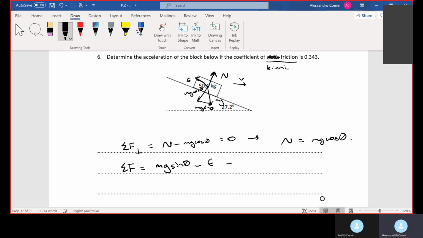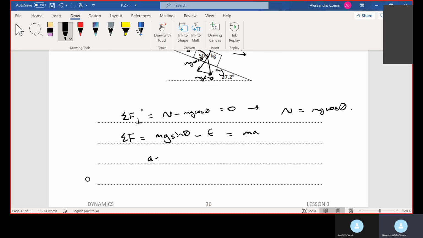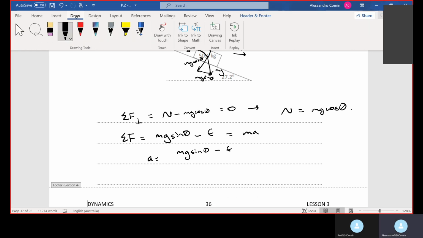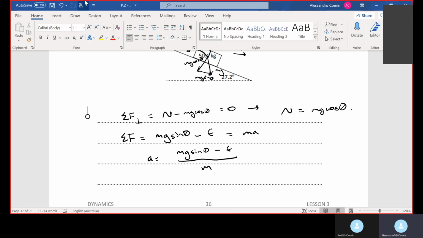And this is obviously going to equal ma. So if it asks for the acceleration, a is just going to equal mg sin theta minus F on m. But hang on, we don't know what the friction force is.